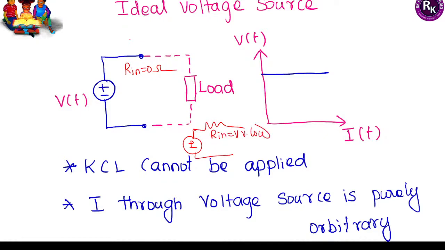And if you are trying to apply Kirchhoff current law to an ideal voltage source, you cannot apply it, because the current flowing through the voltage source is purely arbitrary. The current going through an ideal voltage source is purely arbitrary and unpredictable. So you cannot apply Kirchhoff current law anywhere here. And this will be the response between voltage versus current in case of Kirchhoff current law.